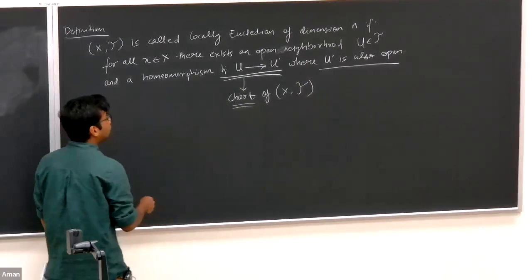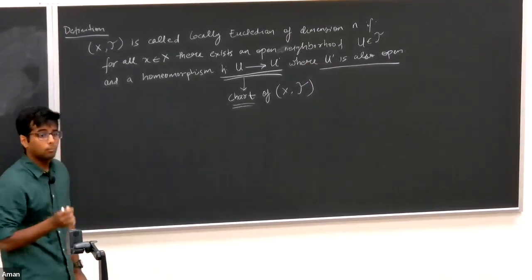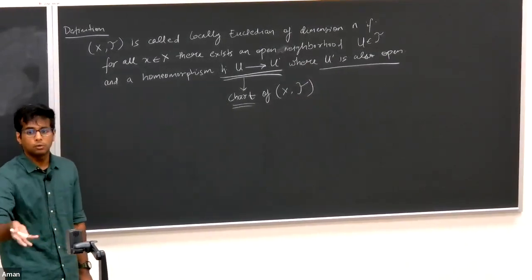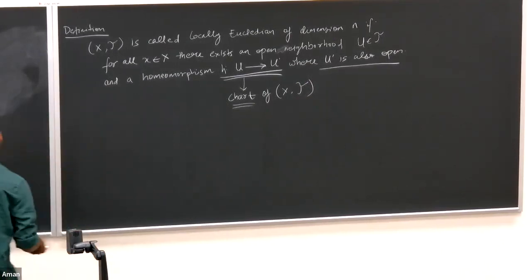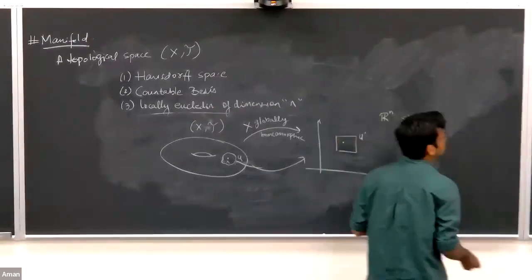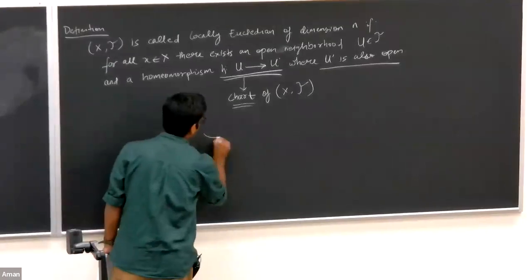Right. So now, how do we use this property to add a little bit more structure to our manifold? Let's imagine a torus again.